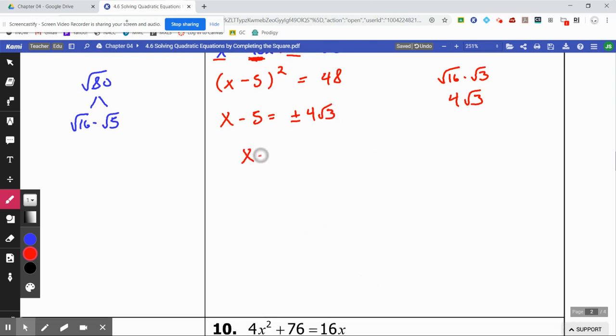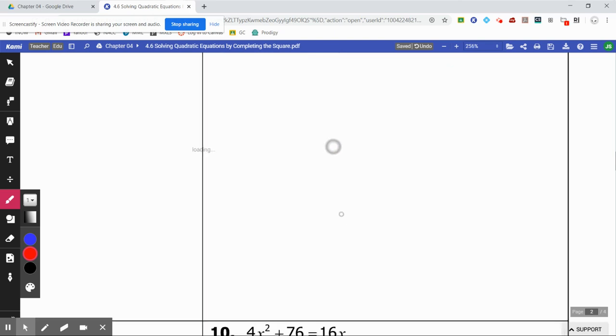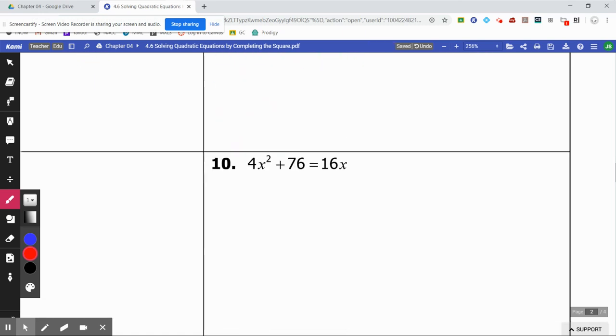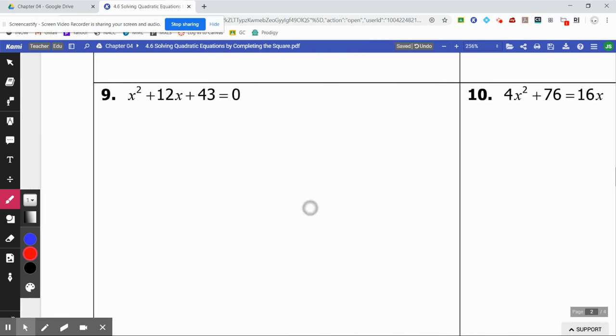Now simply move your 5 over. Negative 5 becomes a positive 5, and you are finished. We're not going to combine those. We're going to leave it as 5 plus and minus 4 root 3.